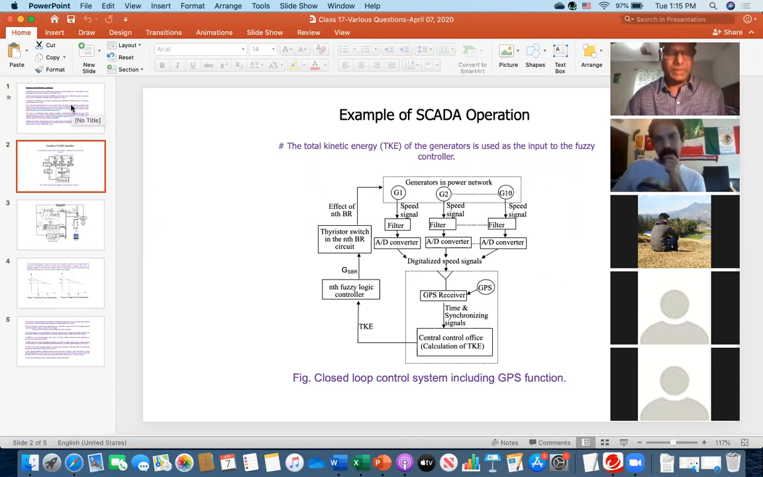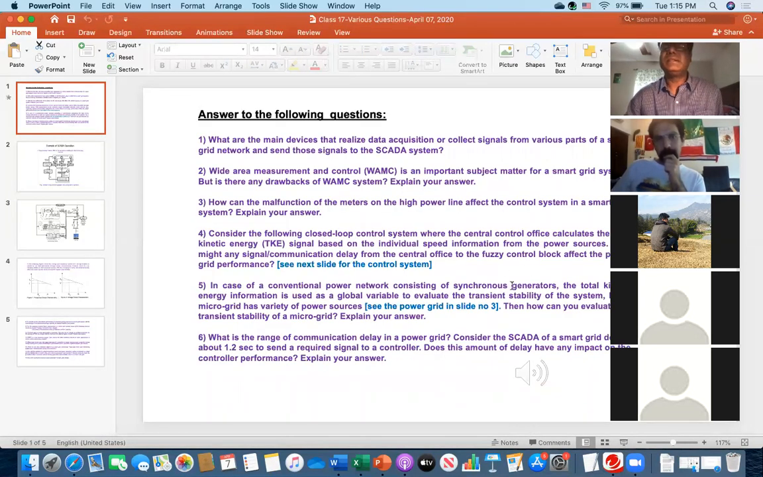So again, I'm moving back to the previous slide. So that was the question: can there be any signal or communication delay from the central control office, and if so, how does it affect the grid performance? Okay, then another question, number 5. In case of a conventional power network consisting of synchronous generators, the total kinetic energy information is used as a global variable to evaluate the transient stability of the system.